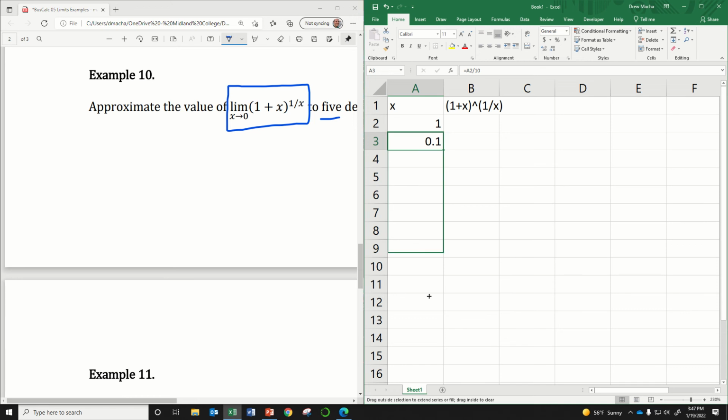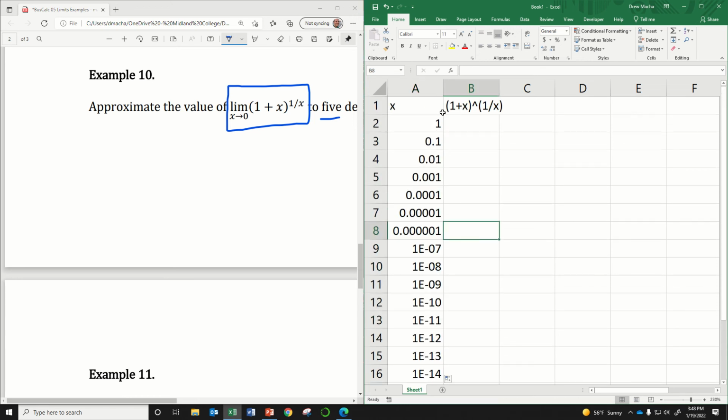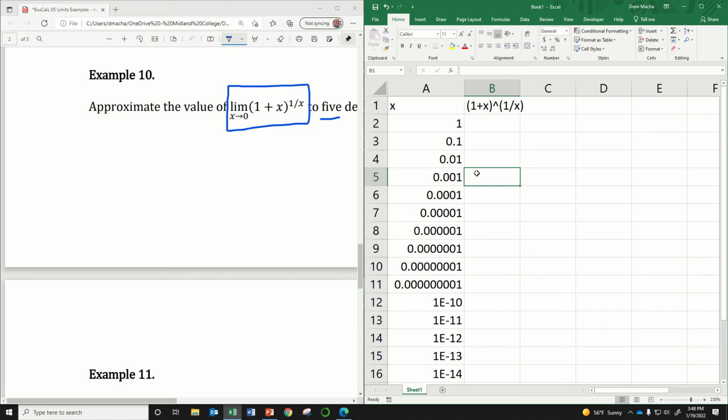If I just drag this down for several rows, on each iteration I'm getting closer and closer and closer to 0. So I've got 1, 0.1, 0.01, 0.001, 0.0001. I'm getting closer to 0 by a factor of 10 each row as I go down the table.